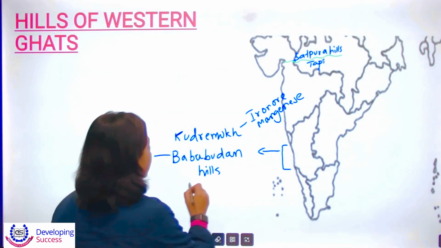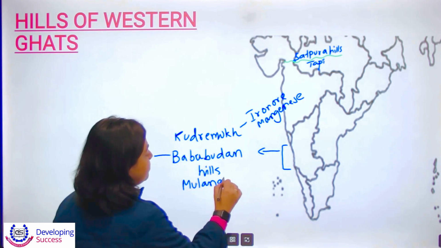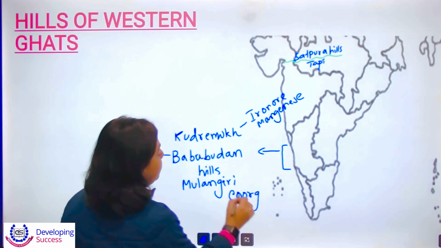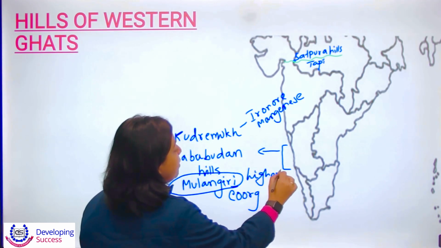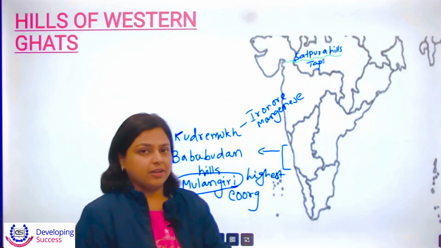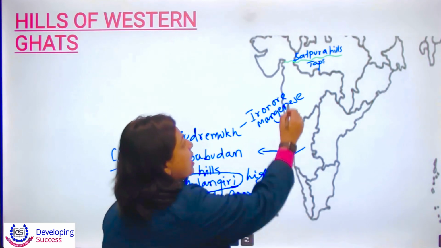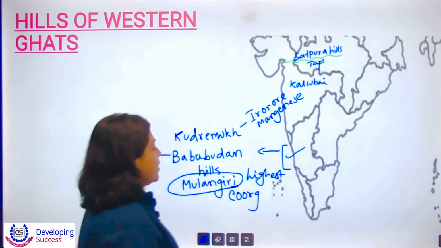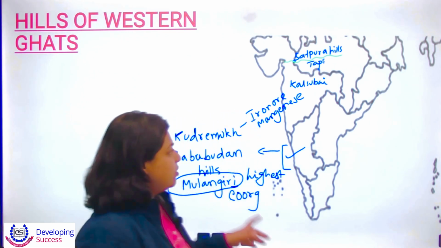In the Baba Budan Hills, we have one more peak by the name of Mulyangiri. Okay, so you have the hill station of Kodagu here and also the peak of Mulyangiri. And Mulyangiri is the highest peak of Karnataka. Okay, so we are reading Karnataka. The highest peak of Maharashtra is Kalsubai. And the highest peak of Karnataka in the Western Ghats is Mulyangiri. Okay, so this was the information in regard to Karnataka.